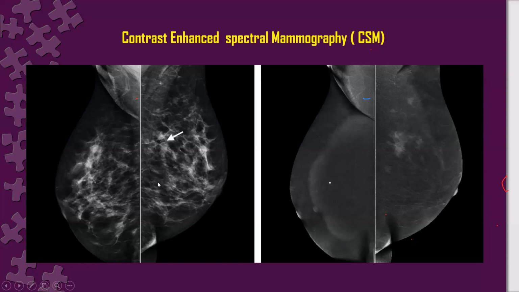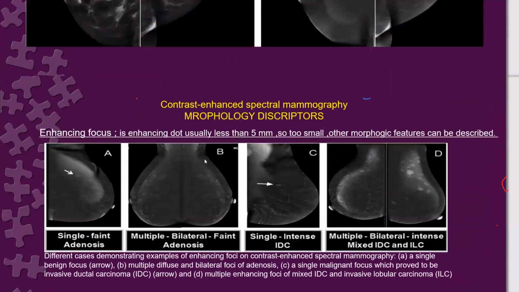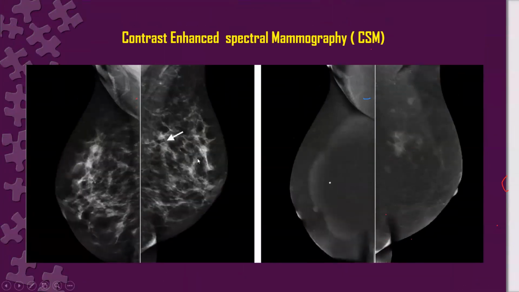The low energy image represents the regular mammogram, taken during the spectral mammography. It has the same criteria as full-field digital mammography, and it is reported in the same way.